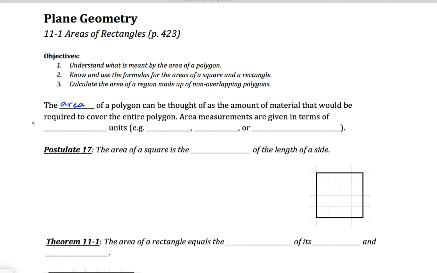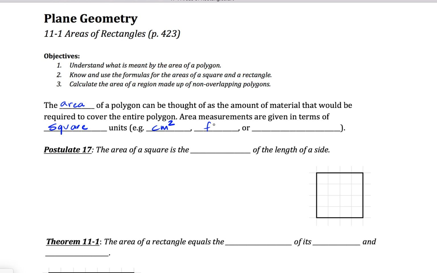Area measurements are going to be given in terms of square units. So if you measure the side of a polygon in centimeters, then the area would be given in square centimeters, which is often written as centimeters squared. It doesn't mean that the number in front of it gets squared. It just means that it's a square unit, or a square centimeter.